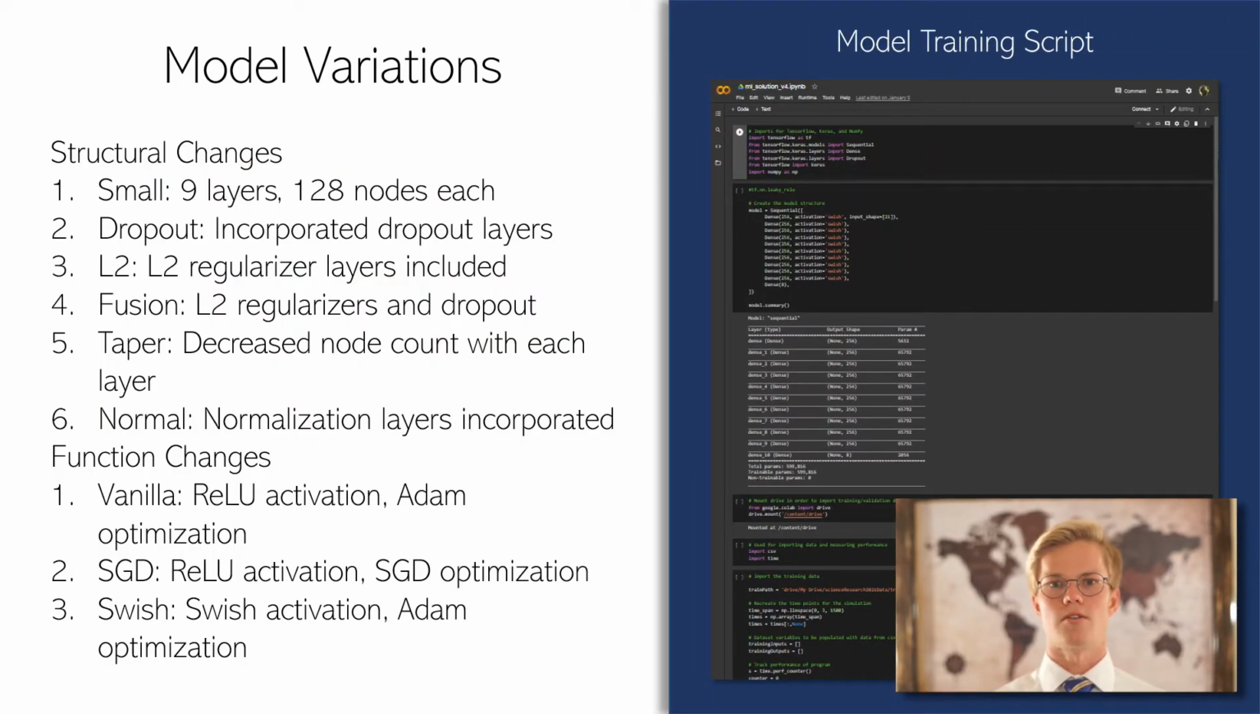The next step was training the model. Using Google Colaboratory, I wrote a Python script that imported the previously created dataset, compiled a model, and trained the model on that dataset.